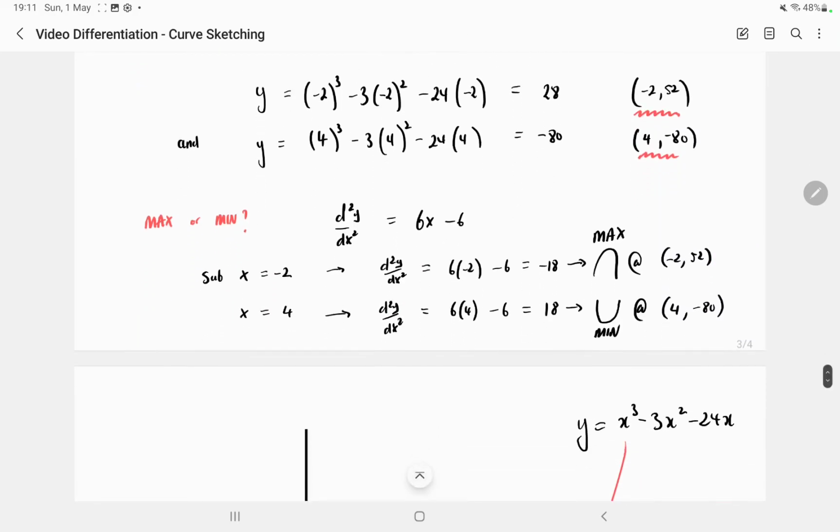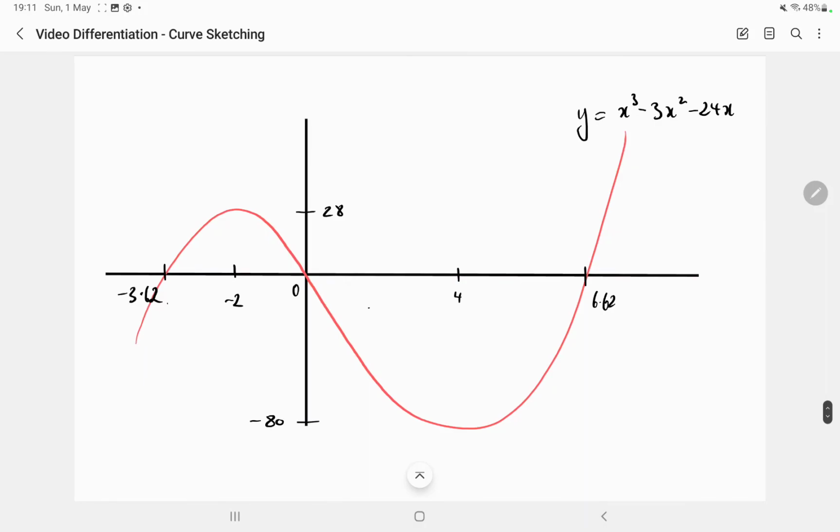And the sketch, using all those points, here are the 3 points where it cuts the x-axis, cuts the y-axis at the origin also. Here is our turning point, the maximum turning point, and here's the minimum turning point.